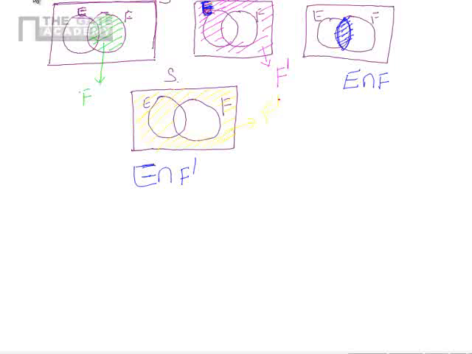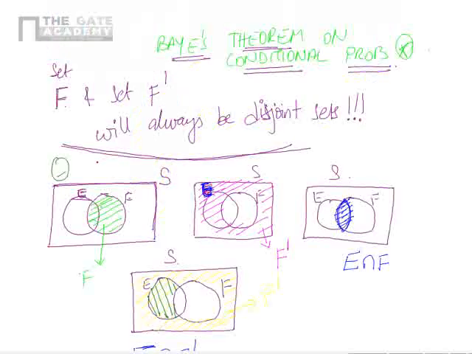This is F complement. The one in the yellow is F complement. Now E intersection F complement means what? Whatever is common to E in that. So this is the part which is common to E, correct? Yes or no? Correct? Now let me number this. Let me call this 1. Let me call this 2. Let me call this 3. Let me call this 4.